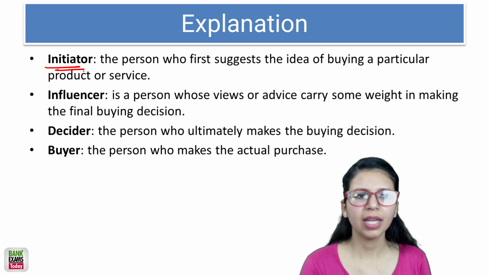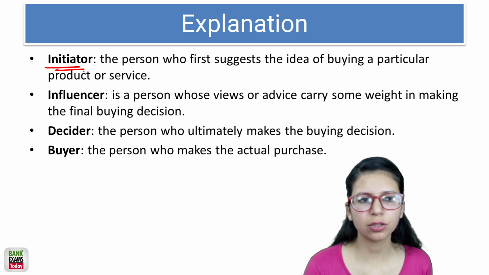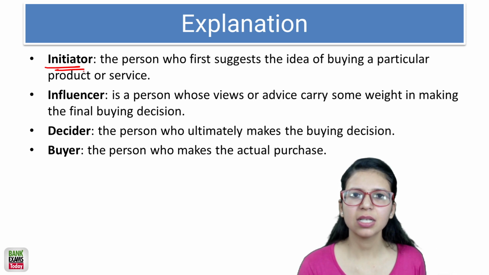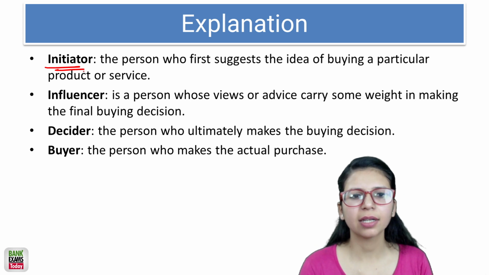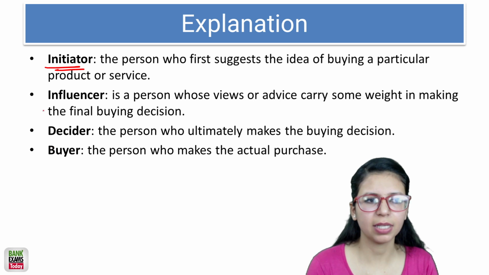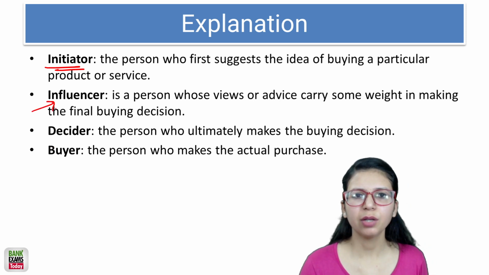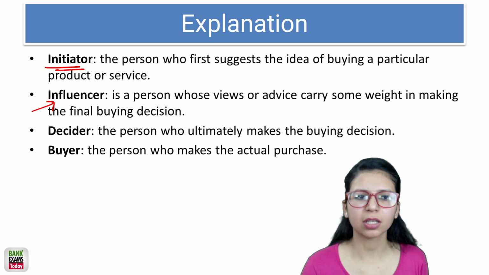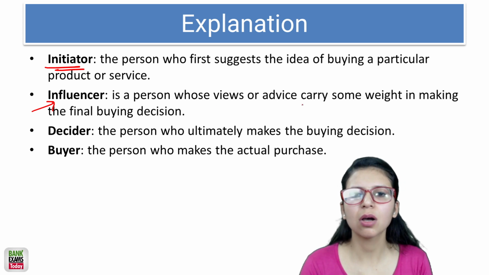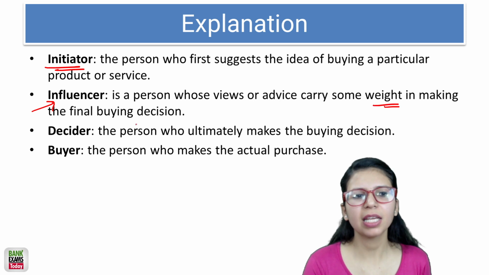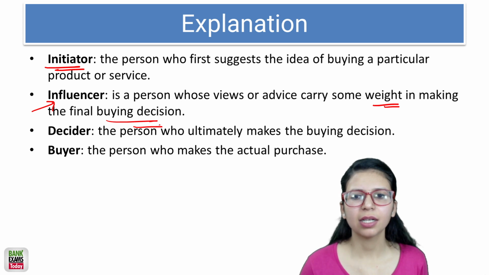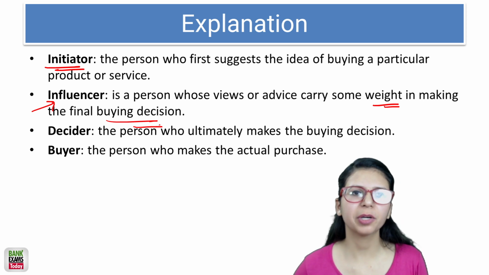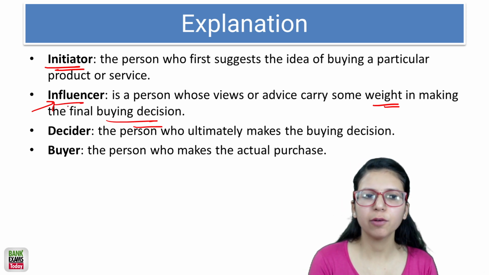Okay, so then somebody at your home suggested that you should buy this watch or this particular design. That person is your influencer, influencing you to buy a particular product. That is a person whose views or advice carry some weight in making the final buying decision. Let's say your sister or your brother is telling you to buy something, or your father says to buy a particular brand or to go for a particular design. So that is what an influencer is.